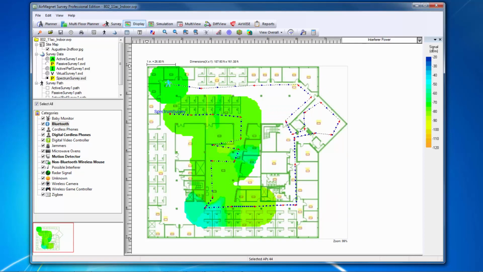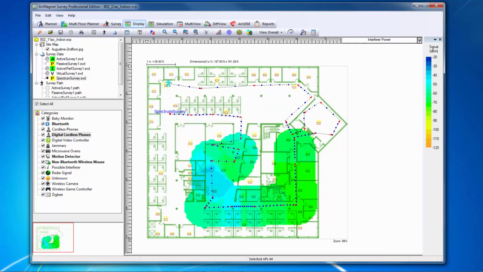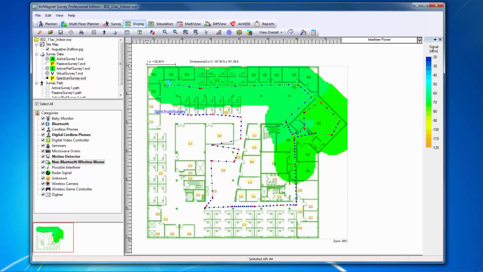Heat maps from Spectrum integration can be very helpful to understand where the noise is coming from in a site. By understanding not just that there is an interferer in the site, but how much of the site and to what degree that interferer's power is present, I can better understand how to adapt my network to deal with it.